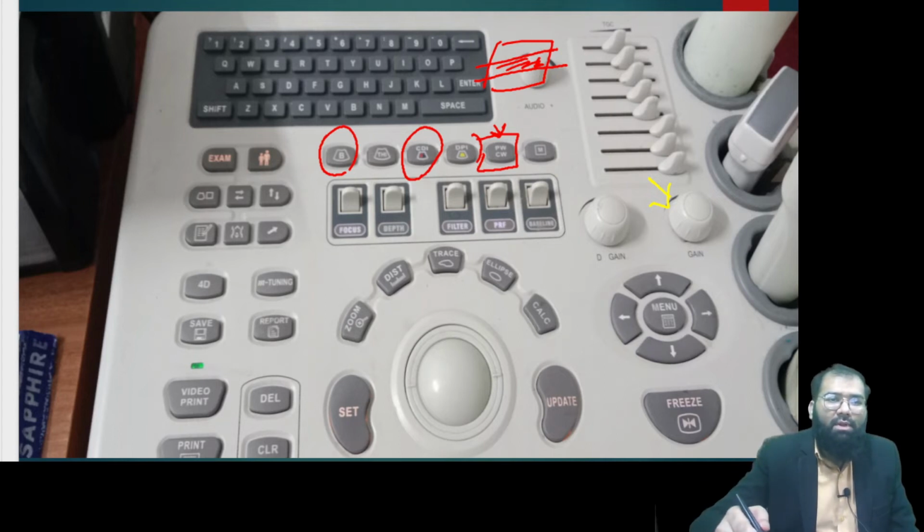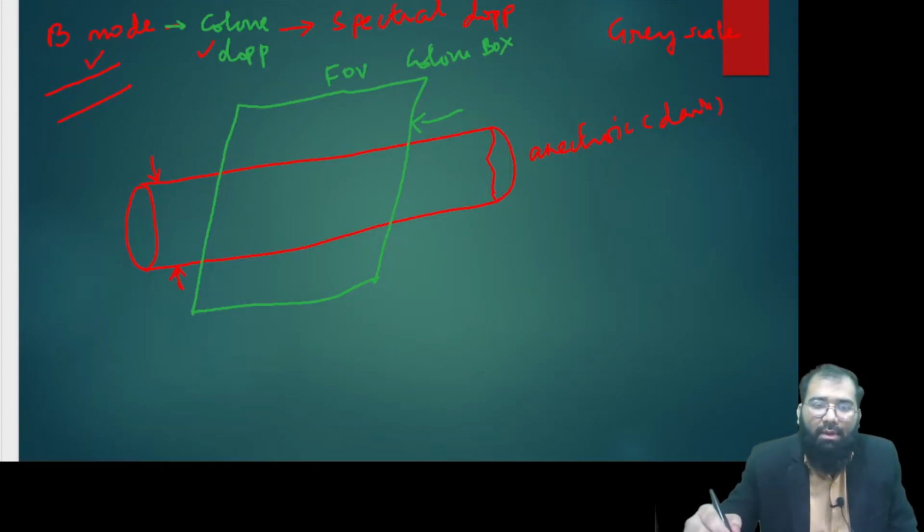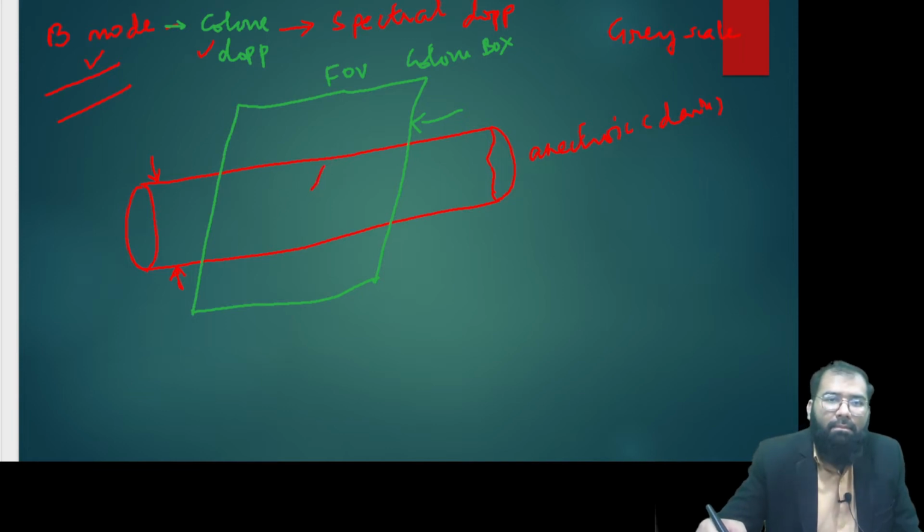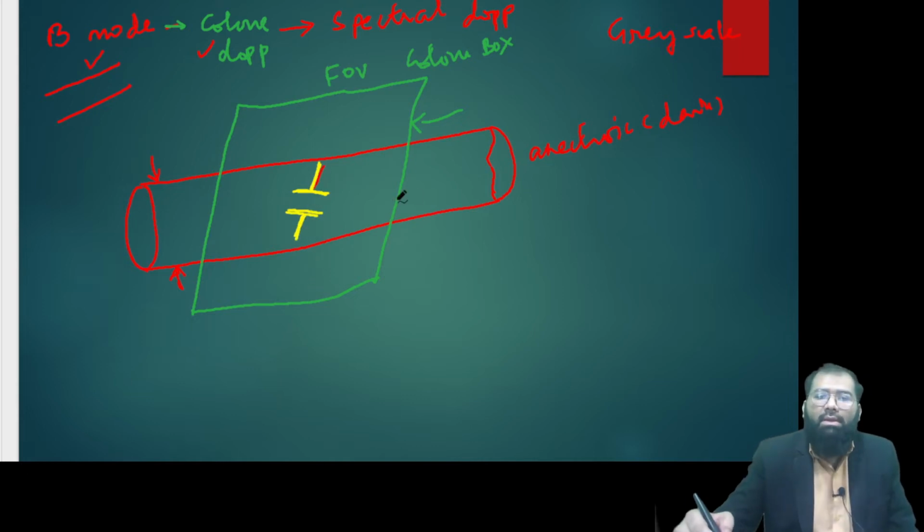So what happens once you press the spectral Doppler? Once you press the spectral Doppler, you get such an appearing symbol. So this is the symbol which you get once you press the spectral Doppler. Okay, this is the symbol.